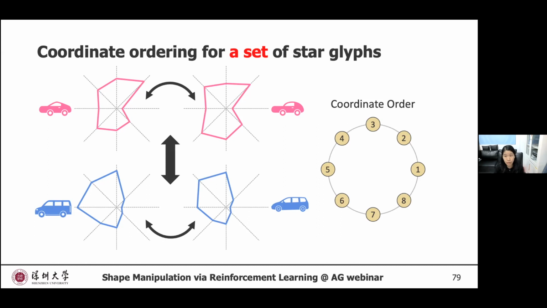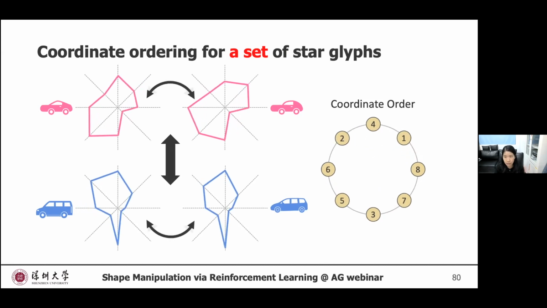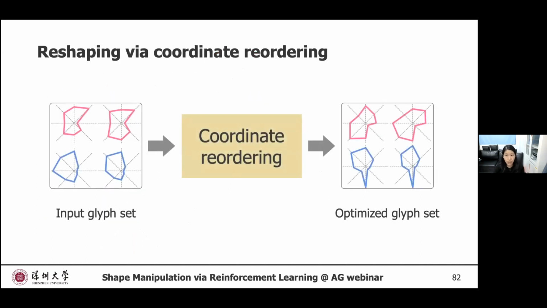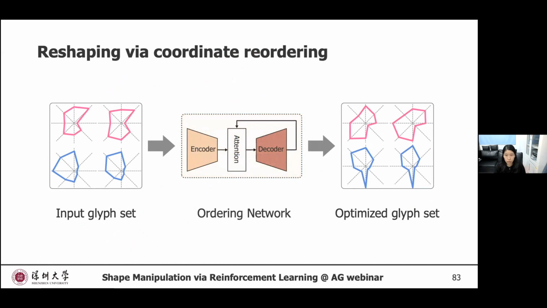So in this work, our goal is to maximize visual class separation by optimizing the coordinate order of the glyphs. That is, to minimize the intraclass shape distances and maximize the interclass distances. So essentially, it can be considered as a reshaping problem by reordering the coordinates. And to solve this problem, we propose a reinforcement learning-based method for coordinate reordering.